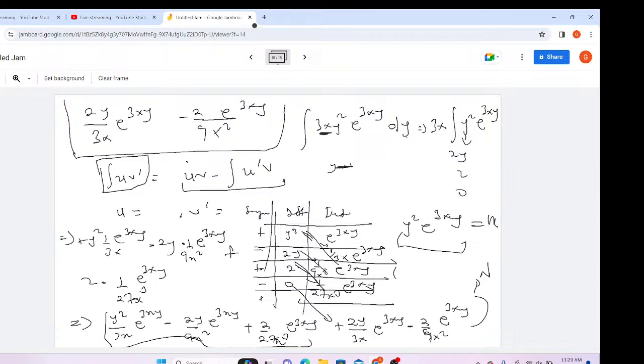But then we can add some like terms here. This 2 over 9x squared exponential 3xy, 2y over 3x exponential 3xy. So we can't add any of them. Okay, we have negative 2y exponential over 9x squared.